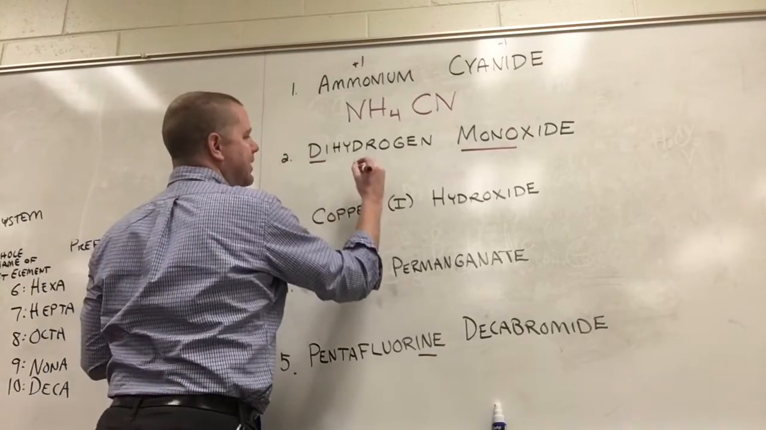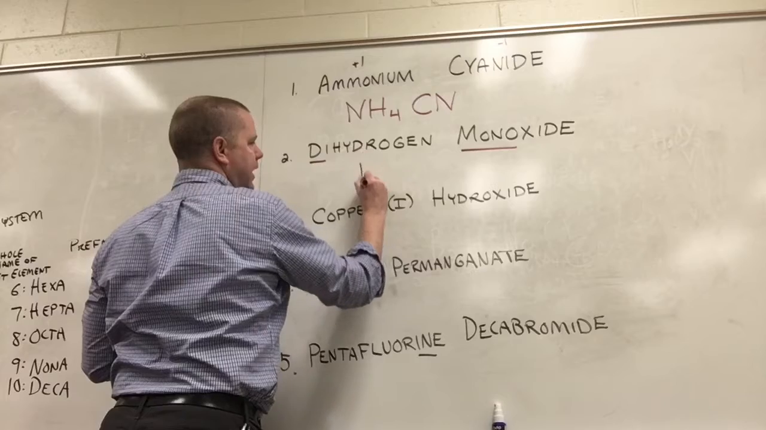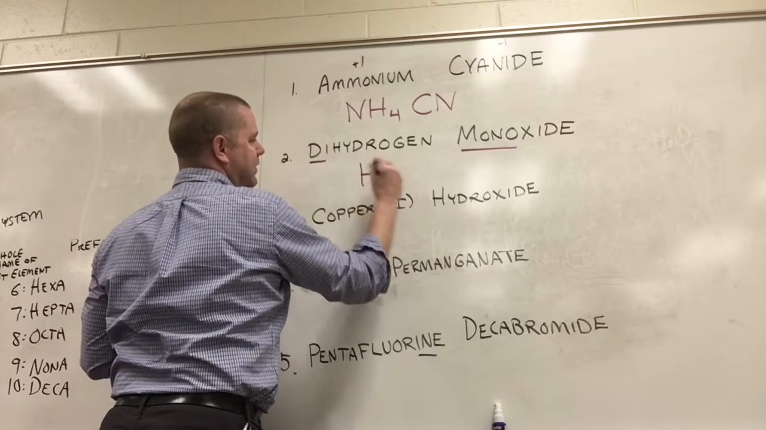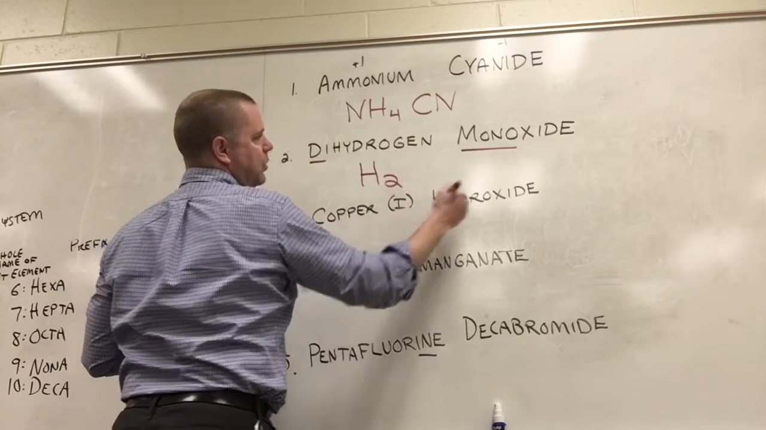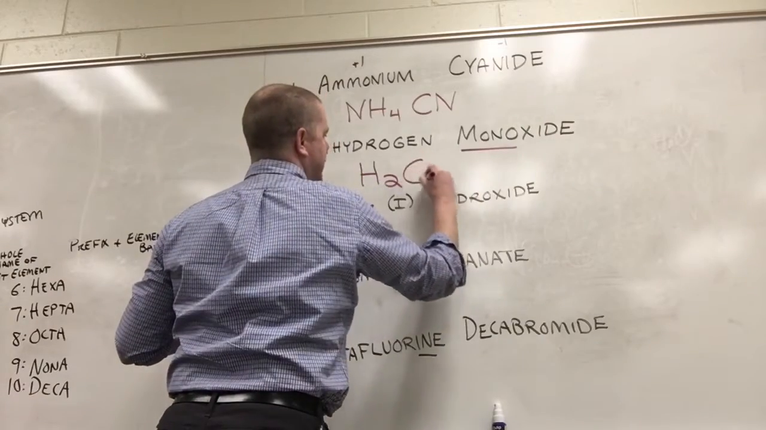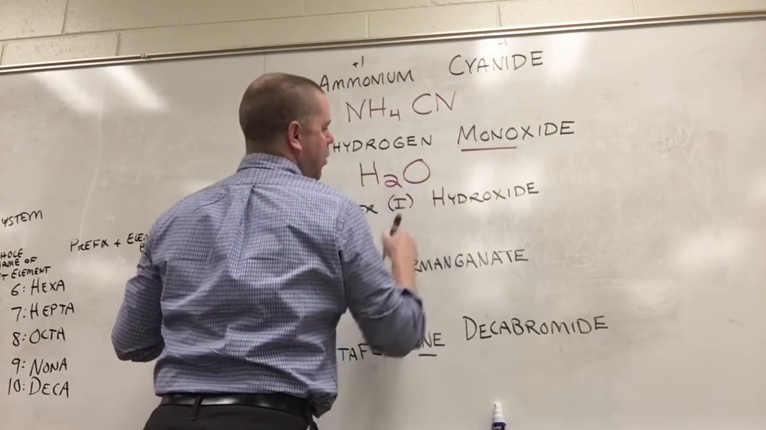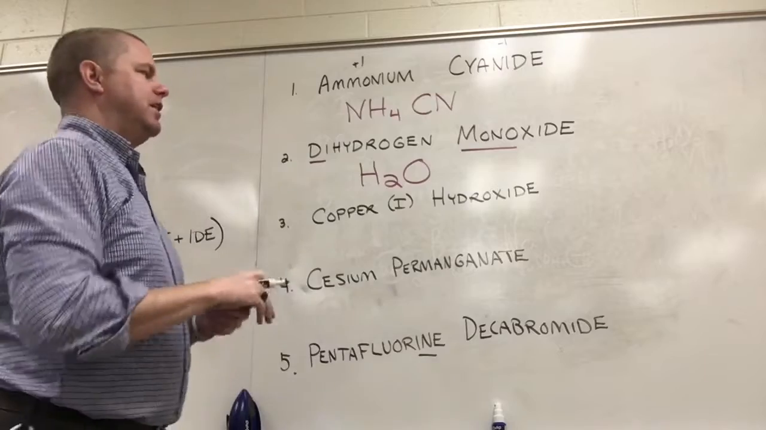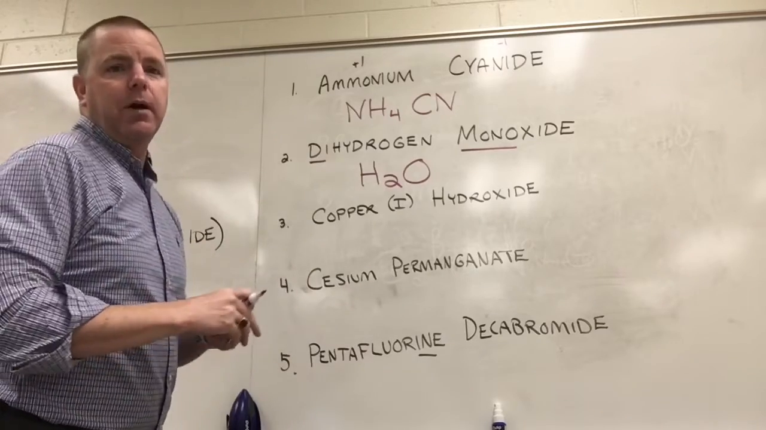So on dihydrogen, well, hydrogen is H. Di means that there are 2 of them, that's H2. Oxide means oxygen, mono equals 1. I'm not going to write the 1, it's redundant to do so. This is just water, H2O.